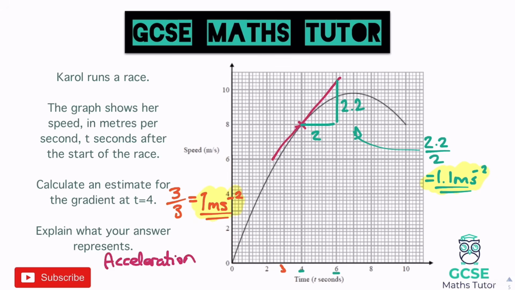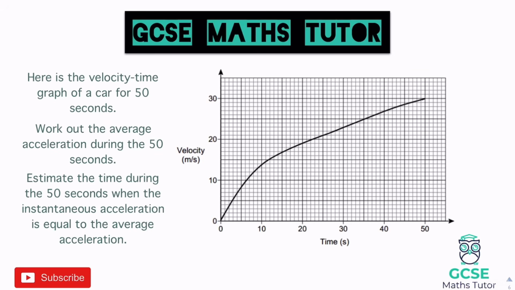Right, let's have a look at another question then. Okay, so this question says, here is the velocity time graph of a car for 50 seconds. Work out the average acceleration during the 50 seconds and estimate the time during the 50 seconds when the instantaneous acceleration is equal to the average acceleration.